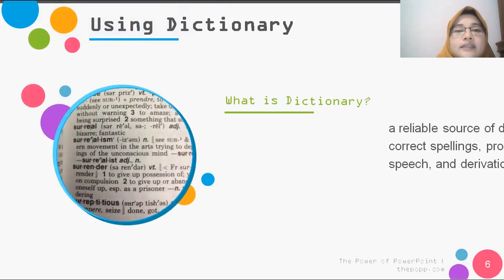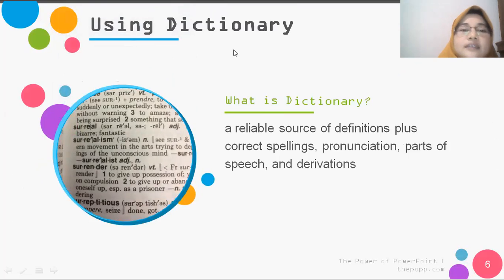In knowing the word, you can use a dictionary. Sometimes you need a dictionary in reading. So I will first explain how to use a dictionary. What is a dictionary? It is a reliable source of definitions, plus correct spelling, pronunciations, part of speech, and derivations. You can see the example.